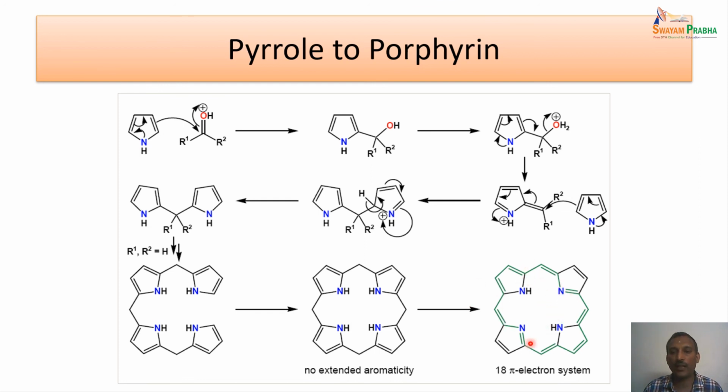moiety. This can easily be formed because of the extended pi electron system, or the aromatic stabilization gained by the formation of alternate double bonds, and this molecule is also a planar molecule. So this is one of the reactions of pyrrole.